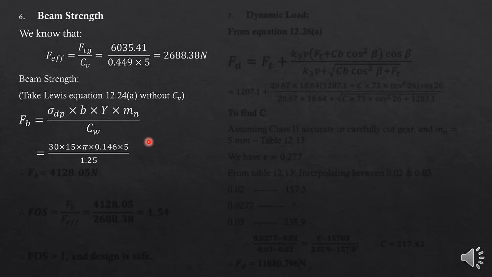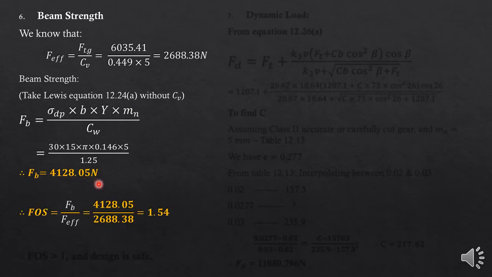Substitute for all the factors and you will get beam strength as 4128.05 Newton. Therefore, you calculate the factor of safety as the maximum bending load which the gear tooth can take without bending failure, divided by the induced effective force, and you will get it as 1.54. Since it is greater than 1, we say that the design is safe. Alright, so that was about beam strength.